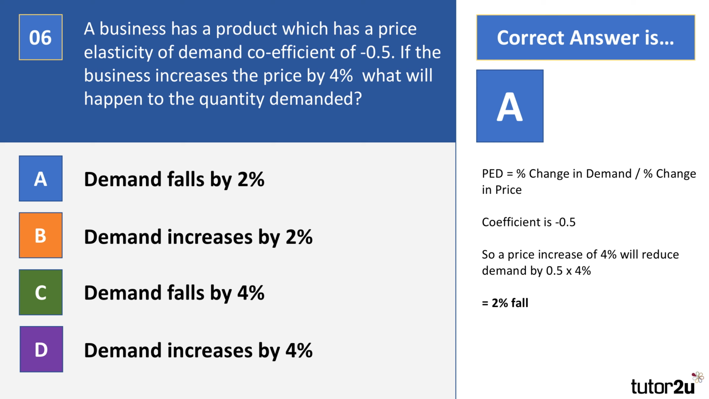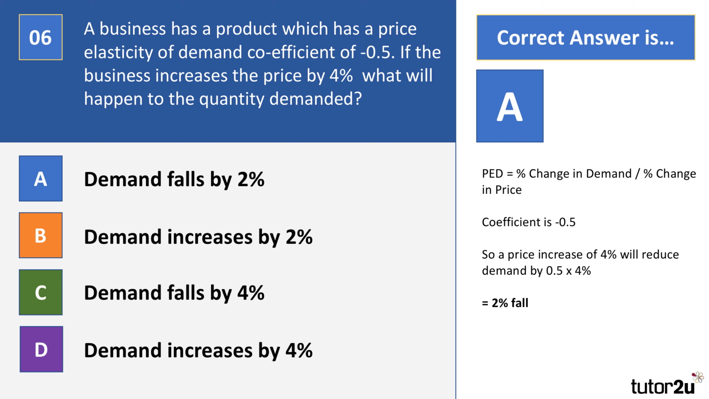What that means is that demand will change by half the change in price. So in the case of a price increase, we would expect demand to fall. So we're looking at either answer A or C. We were told that the price increase was 4%. Therefore, we should expect the percentage change in demand to be half of that. Half of 4 percentage points, 2 percentage points. So answer A, demand falls by 2%.